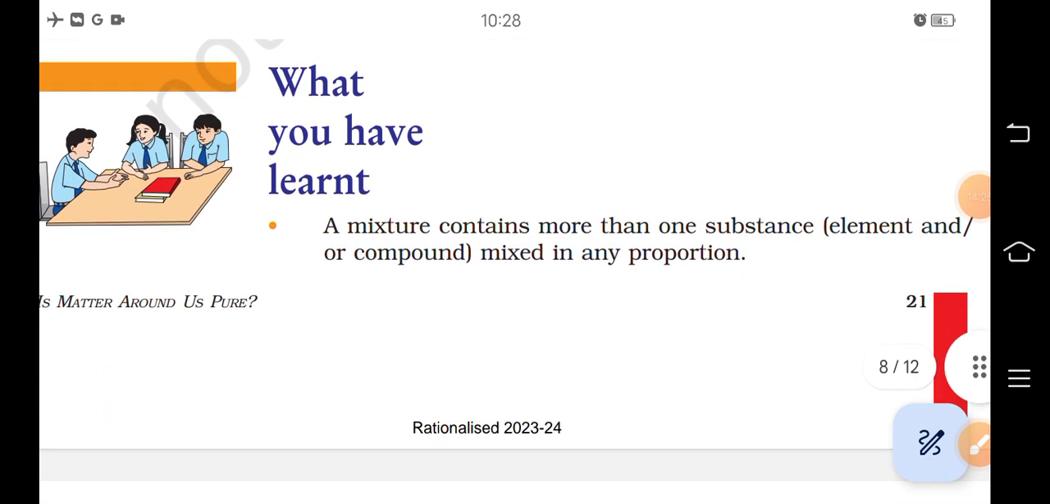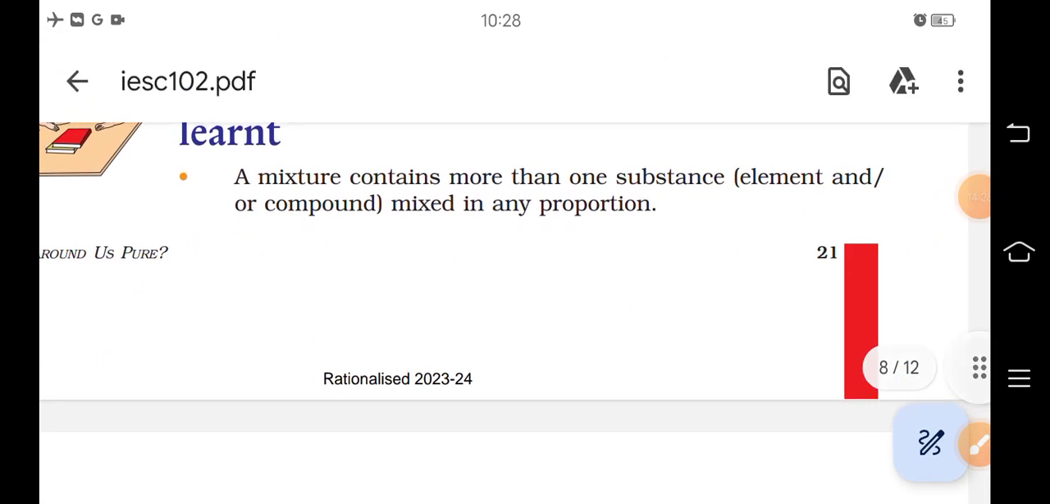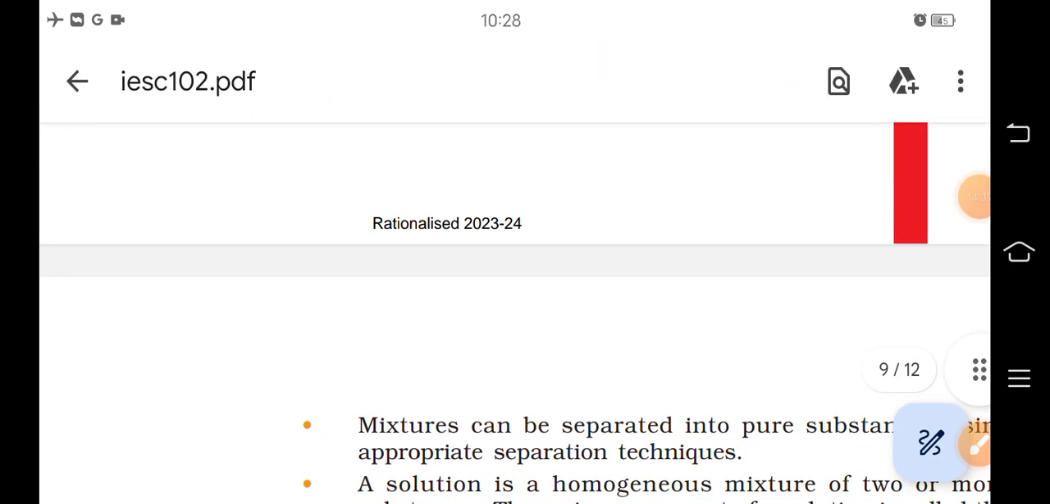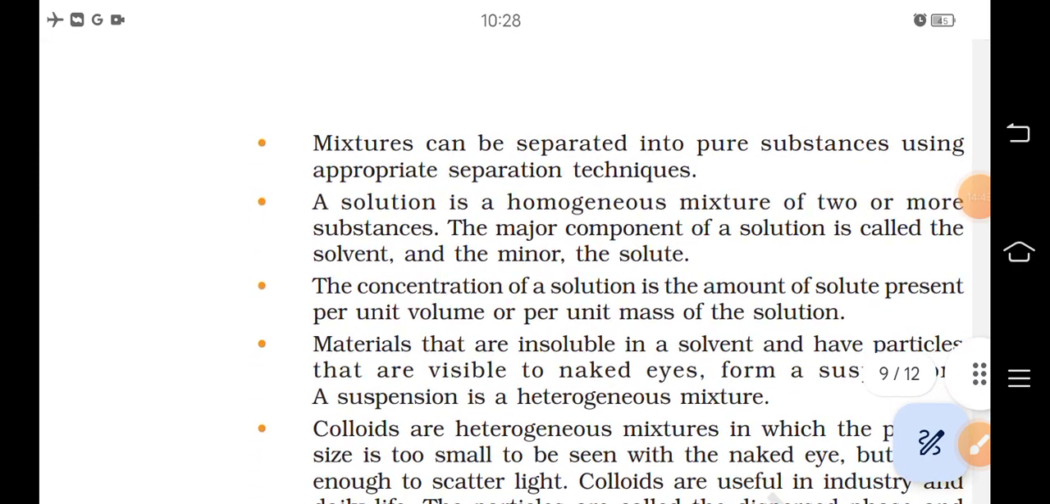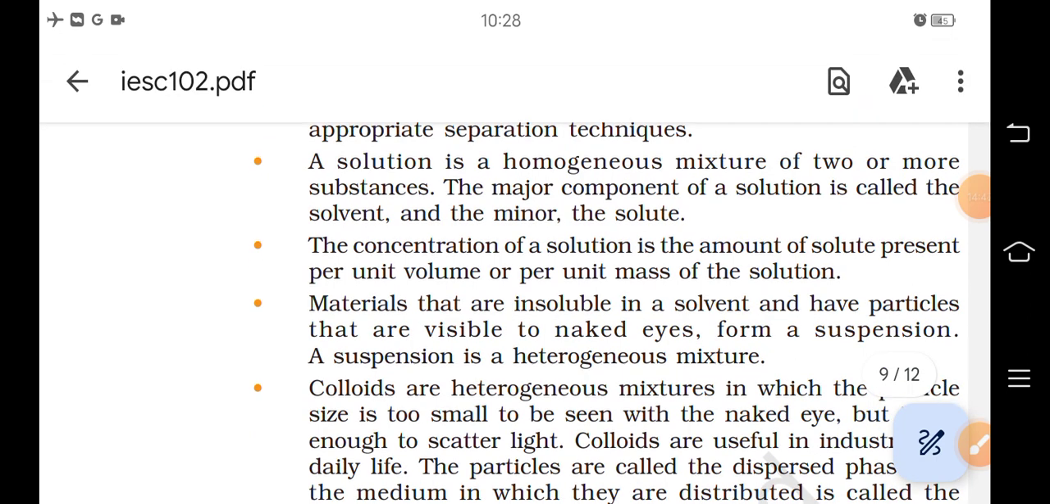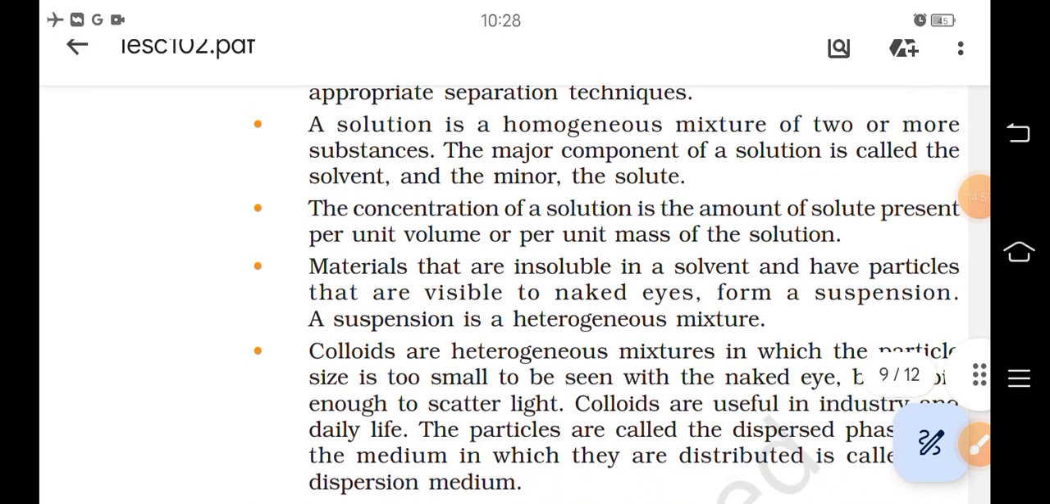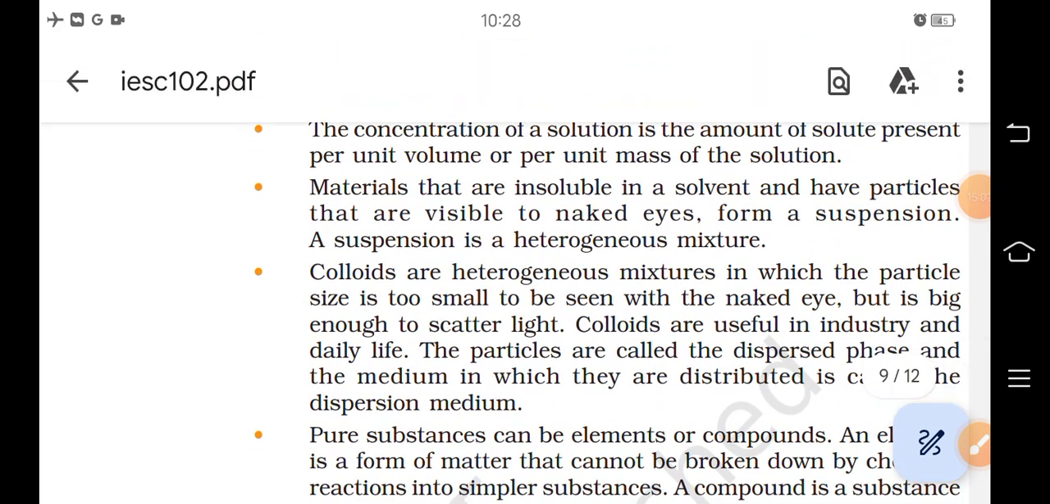What you have learnt: a mixture contains more than one substance, element and or compound, mixed in any proportion. Mixtures can be separated into pure substances using appropriate separation techniques. A solution is a homogeneous mixture of two or more substances. The major component of a solution is called the solvent and the minor the solute. The concentration of a solution is the amount of solute present per unit volume or per unit mass of the solution.